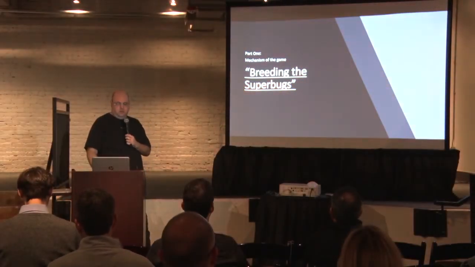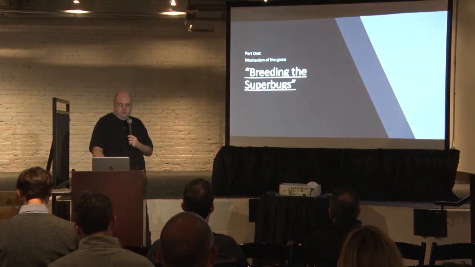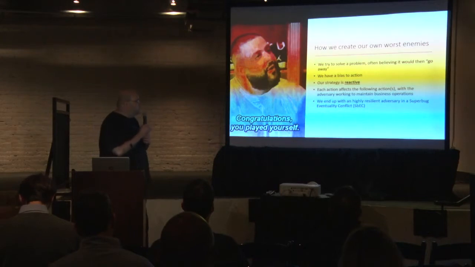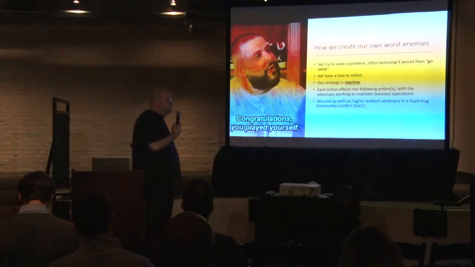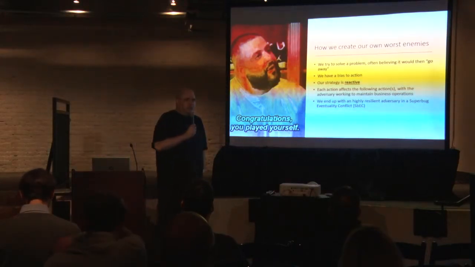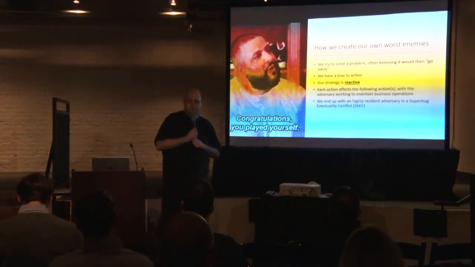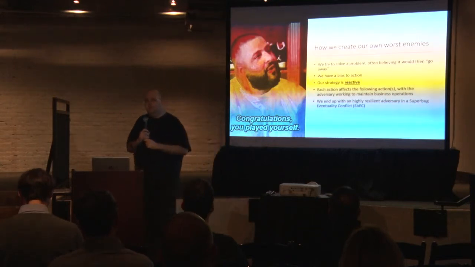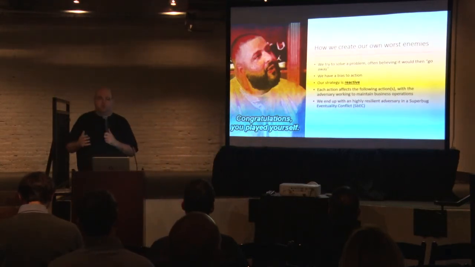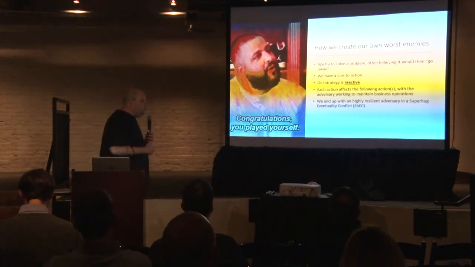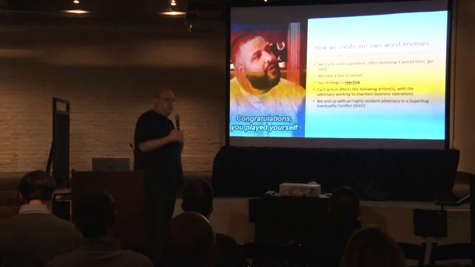So part one of this talk is essentially the mechanism of the game. How do we breed these superbugs? We try to solve a problem, we try to make it go away, and the most important line in this presentation is, although it's the second one in a slide that's in the middle, we have a bias to action. We just like to do things. And that's good for us as operational people, but it doesn't help us solve the problem. Our strategy is reactive, therefore, each action would affect the action after it and the action after that.